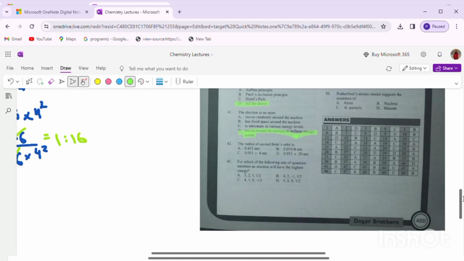Okay, so the 42nd MCQ: the radius of the second Bohr orbit is. So we know that for the first orbit we have 0.53 into n square, right? This was the formula. Because Z is only one, there is no need to write that. So if you are finding the atomic radius for orbit 1, we can write 0.53 into 1 square, which will give the same answer, 0.53.